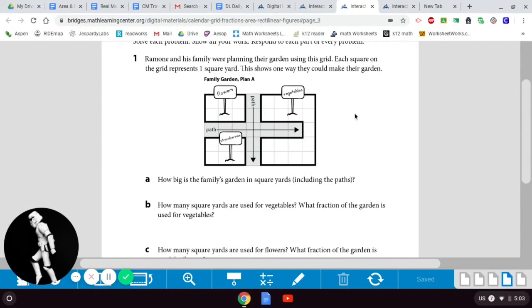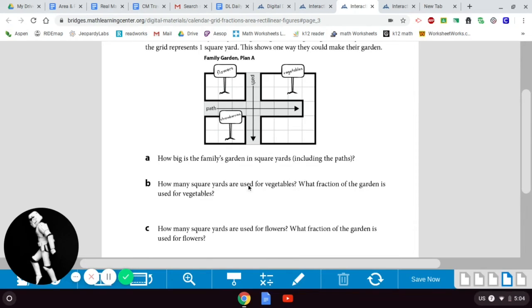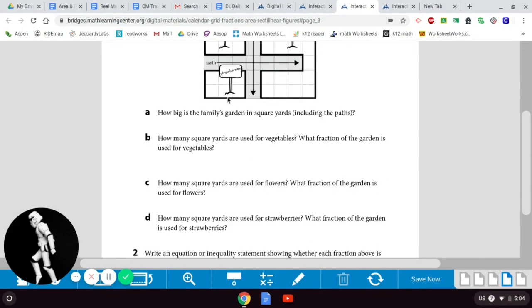How big is the family's garden, including the paths? These gray portions are the paths. So this one, you're just going to do length times width. How many square yards are used for the vegetables? Ooh, I'm going to need to partition this into smaller parts. How many square yards are used for flowers? That's pretty easy. And how many square yards are used for strawberries?